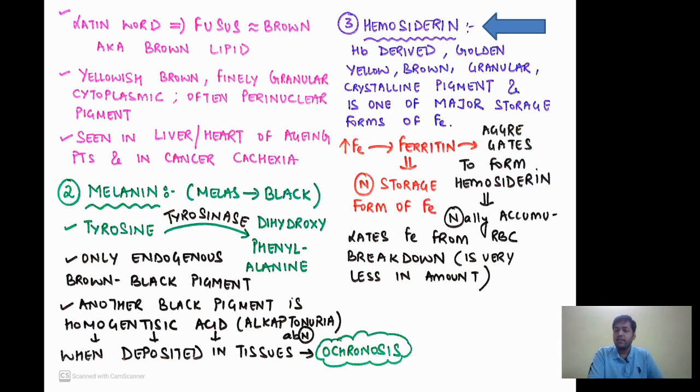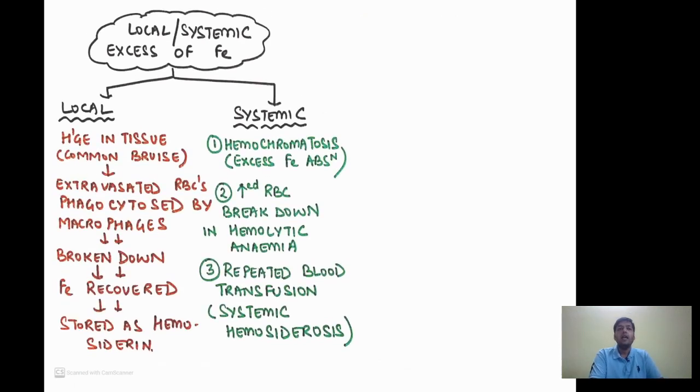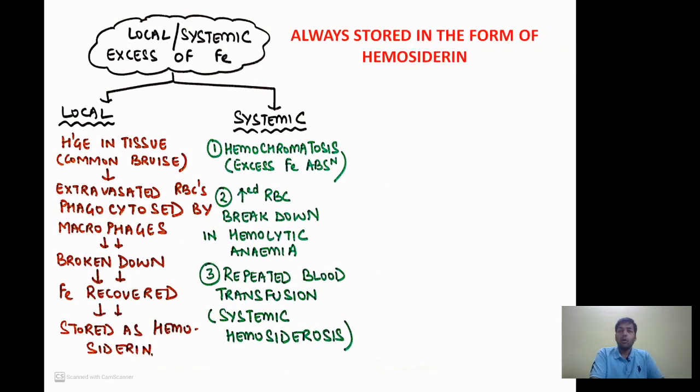Hemosiderin is basically stored inside the macrophages, and this iron is coming from the breakdown of RBCs. So normally hemosiderin accumulates the iron coming from RBC breakdown, and normally it is present in very small amounts. Localized or systemic excess of iron is always stored in the form of hemosiderin. So whenever there is a breakdown of RBCs because of excessive hemorrhage or any other abnormal cause, that excess amount of iron will be stored in the form of hemosiderin. So we can have a local and a systemic accumulation of iron.